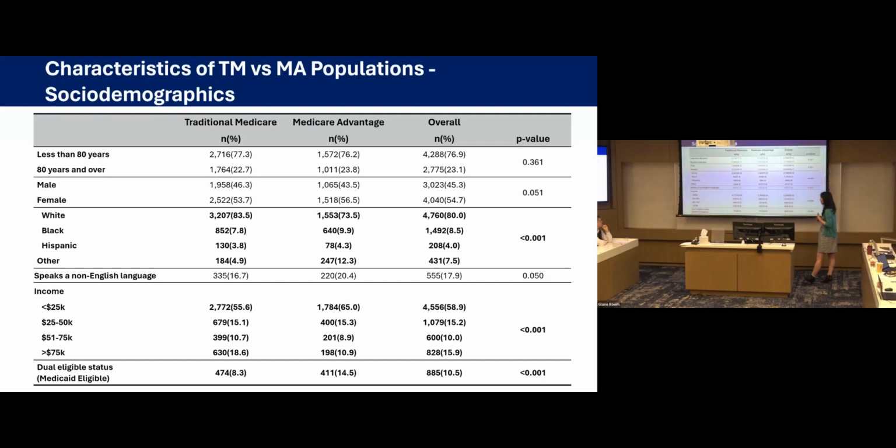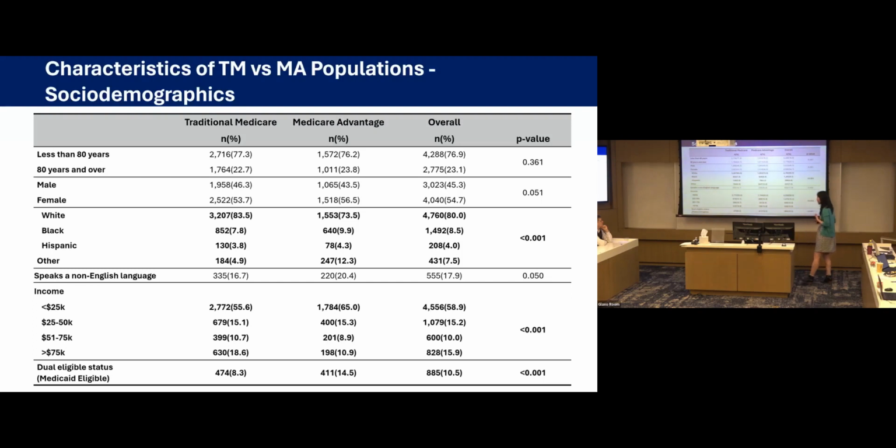And then, of course, interestingly, one of the things in NHATS was also whether or not the beneficiary speaks a non-English language. This is just on the border of significance, but there is a tendency for those enrolled in Medicare Advantage to be primarily non-English speaking.